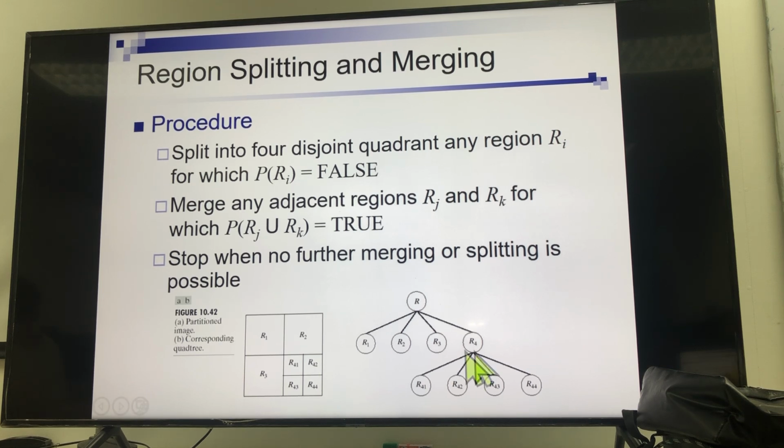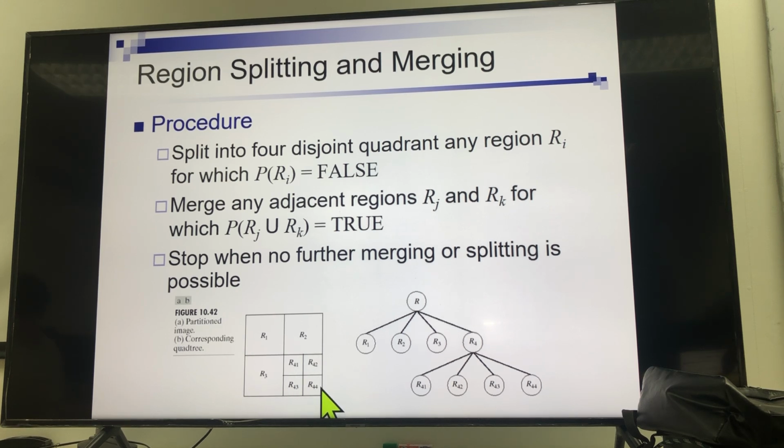Okay? For example, here, R1 probably has low variance now. R2, low variance now, you don't split. R3, low variance now, you don't split. R4, it still has high variance, you split. Okay? So you do this until there is no more splitting. And then you continue with R41, R42, R43, R44.